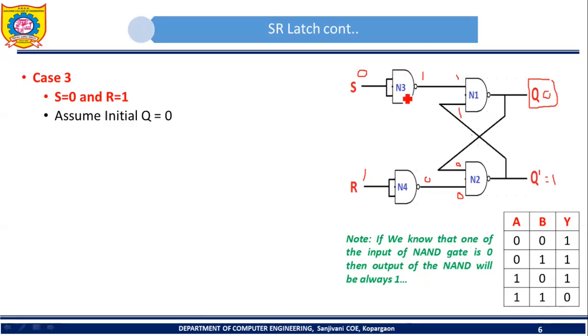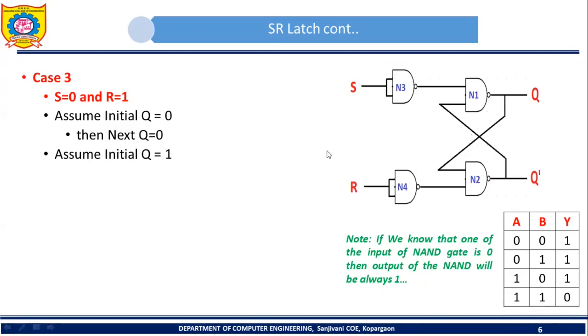So this 1 which is generated by N3. So both inputs of N1 are 1 1. Okay, so both inputs are 1 1. So what will be the output of N1? So output of N1 will be 0. Okay, so this is next state of Q. We started with initial Q 0. Okay, we applied this input, and what is next Q that we are getting? 0. Clear?